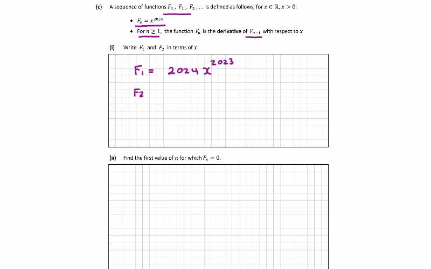f2, in terms of x, I presume we don't have to simplify this out. So it's going to be 2023 by 2024 by x to the power of 2022. So what can we see? We can see the 1 in 2023 is 2024, 2 in 2022 is 2024.